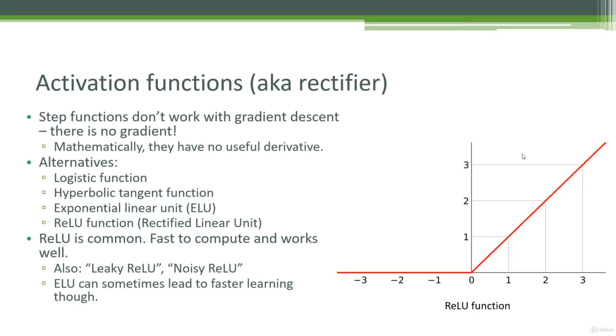Now there are variants of ReLU that work even better if you don't care so much about efficiency. One is called leaky ReLU. And all that is, instead of being flat left of 0, it actually has a little bit of a slope there as well, a very small slope. And again, that's for mathematical purposes, to have an actual meaningful derivative there to work with. So that can provide even better convergence. There's also something called noisy ReLU, which can also help with convergence. But these days, ELU, the exponential linear unit, will often produce faster learning.